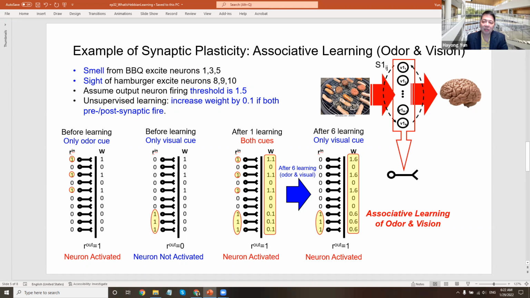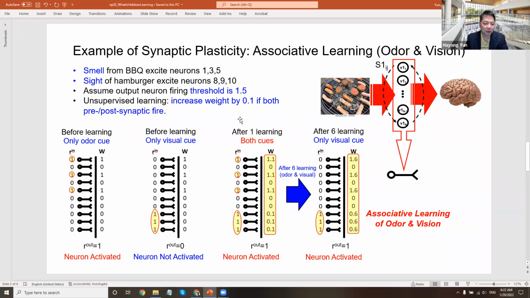There's what we call associative learning, like how the smell and vision of a barbecue get associated and learned. If you see one or the other, like the grilling site or the smell, you can remember in your head the other one too. Let's see how that works out.